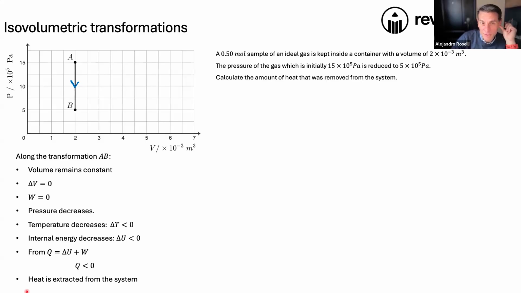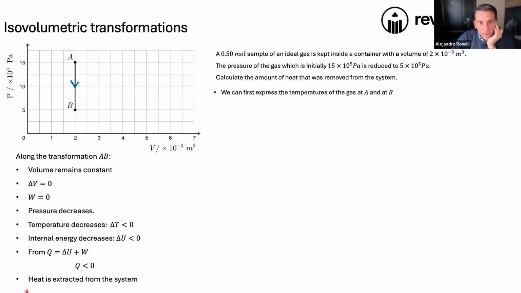The pressure of the gas, which is initially 15, like in the graph, 15 × 10⁵ pascals, is reduced to 5 × 10⁵ pascals. So this problem corresponds to the transformation that you see described graphically. Calculate the amount of heat that was removed from the system.